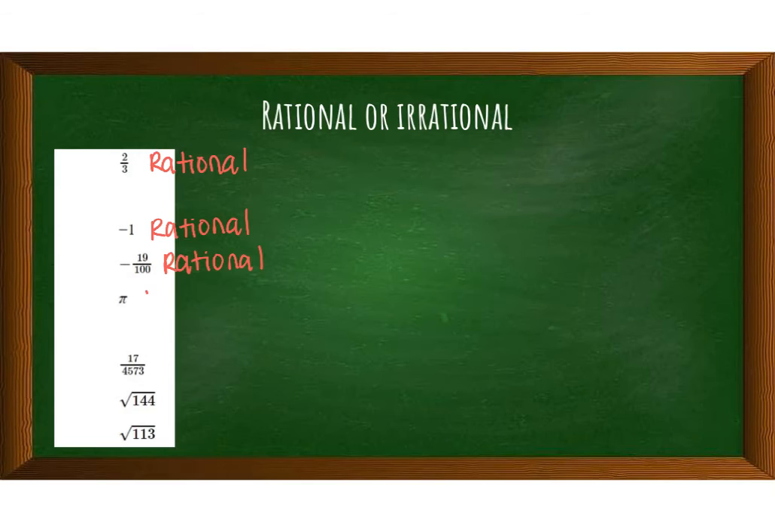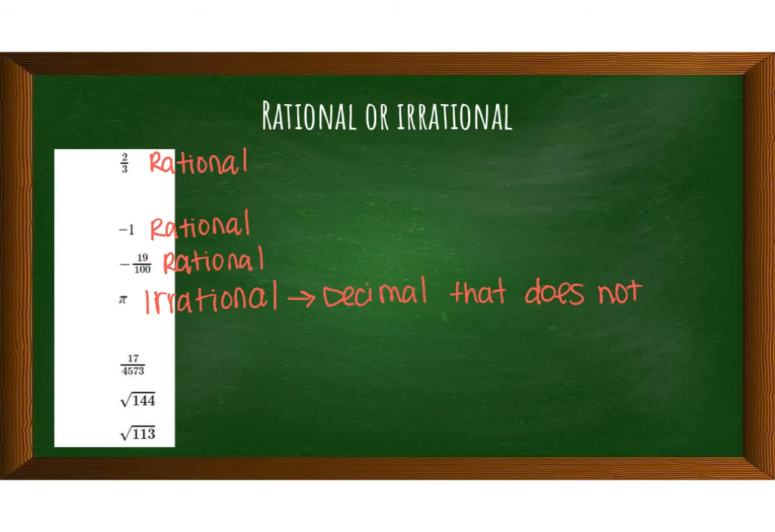Pi, we already went over, is irrational. Why is pi irrational? It's a decimal that does not end nor repeat. Okay? 17 divided by 4,573, rational. If you can write it in that form as a fraction, it is rational.